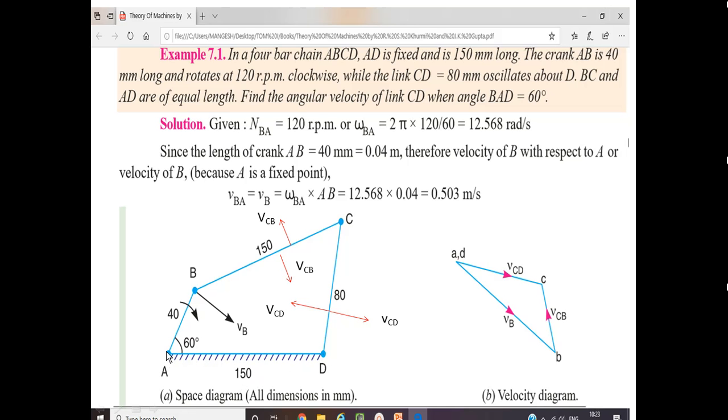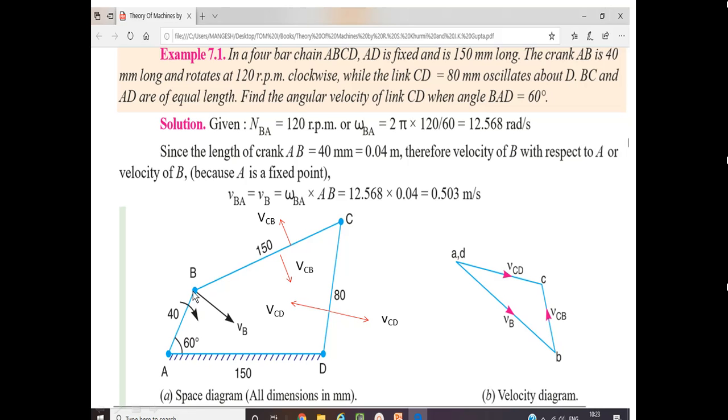Then I will draw one line at an angle of 60 degrees, as given in the problem statement, that angle BAD is equal to 60 degrees. The crank is making an angle of 60 degrees with respect to the link AD. So I will draw one AB link which makes an angle of 60 degrees with the fixed link AD, at a distance of 2 centimeters. Why? Because I have used a scale of 1 centimeter equal to 20 mm. It's not a velocity scale, it's only a space diagram. So at a distance of 2 centimeters I will mark point B.